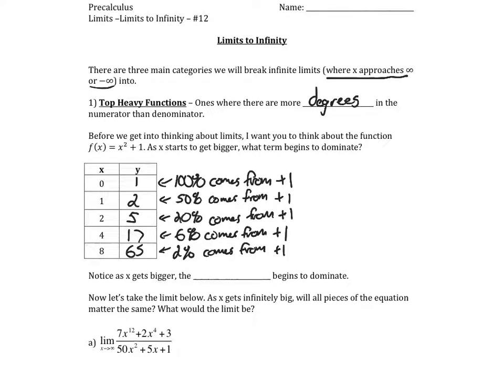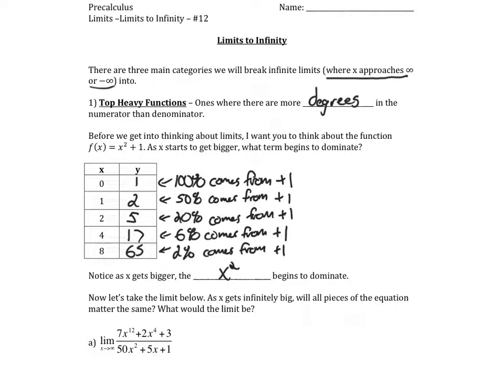Okay. So notice here, what happens to that plus 1 in terms of its impact on my overall answer? And I kind of spelled it out for us, and I said, notice as x gets bigger, the x squared term begins to dominate. And you can imagine as x gets bigger and bigger and bigger, that x squared term is just going to absolutely dominate the final answer. That plus 1 really isn't going to have that big of an impact, right?